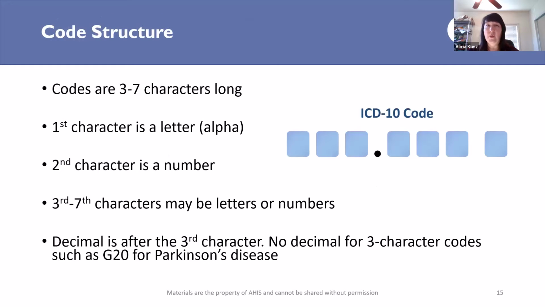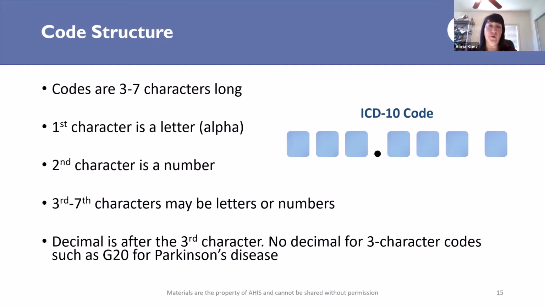So code structure. All codes are a minimum of 3 characters. So if you ever see a code less than 3, that's not valid. You have some that are only 3. For instance, G20 is for Parkinson's disease, and that is a totally valid code. And then you have them all the way up to 7 characters. So you can see they're 3 to 7 characters long. Your first character will always be a letter. Your second character will always be a number.